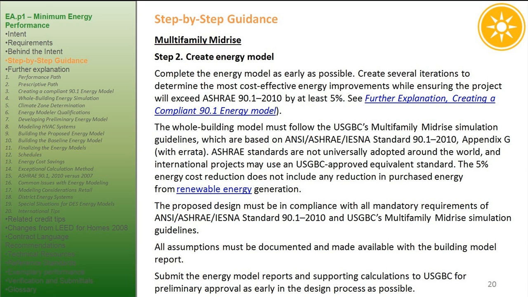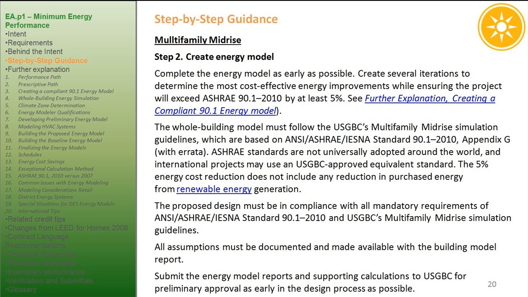Step 2. Create energy model. Complete the energy model as early as possible. Create several iterations to determine the most cost-effective energy improvements while ensuring the project will exceed ASHRAE 90.1-2010 by at least 5%. See further explanation, creating a compliant 90.1 energy model.